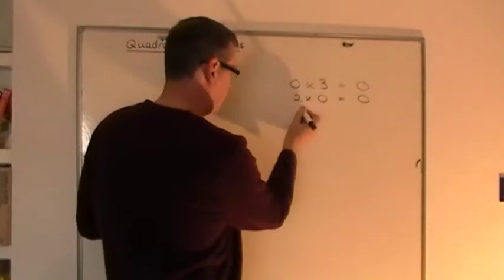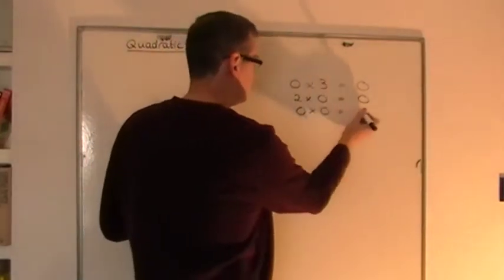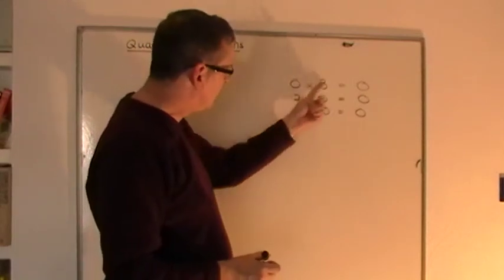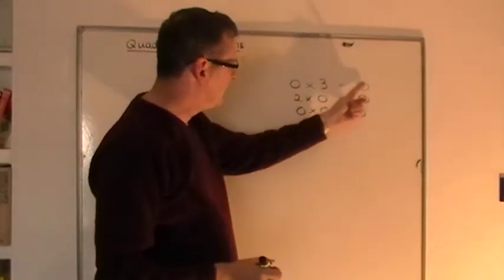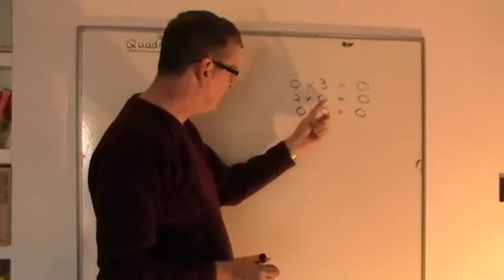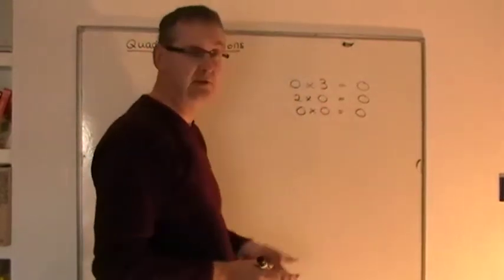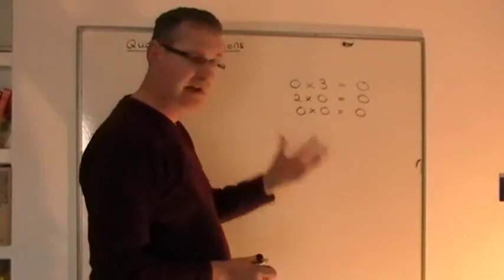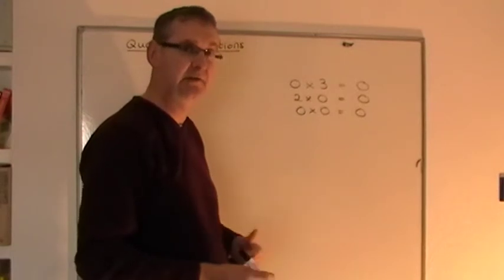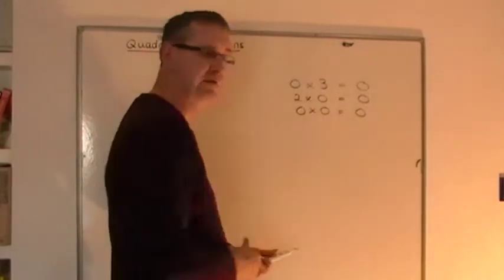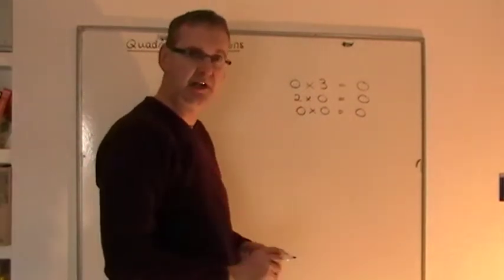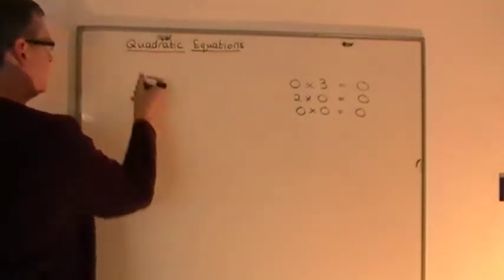Of course it is possible that they're both 0 as well, so you could have 0 times 0 is 0. So whenever you've got two things multiplied together to give an answer of 0, either the first one must be 0 or the second number must be 0, or both 0. You cannot have any combination of numbers which are not 0 multiplying to give an answer of 0. One of them has got to be 0, and we're going to make use of that fact in this next little technique. Okay, quadratic equations.